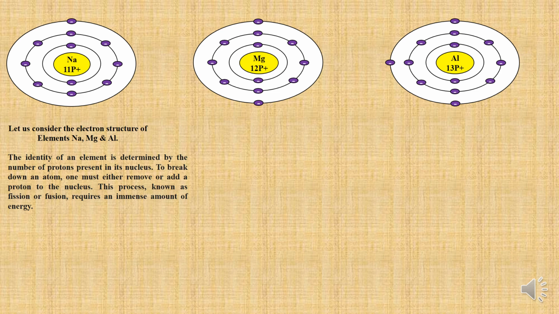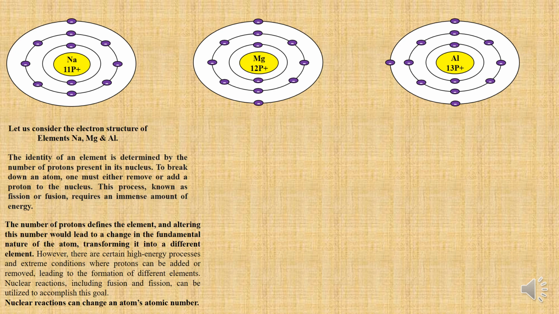To break down an atom, one must either remove or add a proton to the nucleus. And this process, as I already mentioned, requires an immense amount of energy, and is called nuclear fission or fusion. The number of protons defines the element, and altering this number would lead to a change in the fundamental nature of the atom, that is, it transforms. So whenever there is a change in the number of protons, it leads to transforming one element into a different element.